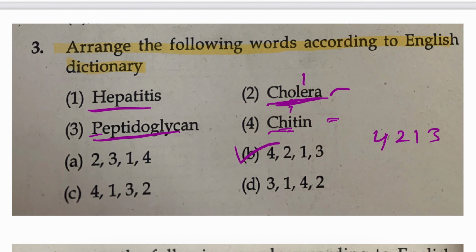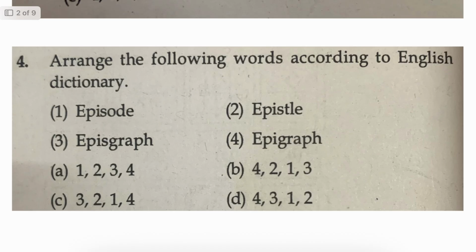This is how you need to follow. First check which letters come first in the dictionary. According to that, eliminate the options, then you will get the answer. Question number 4. Arrange the following words according to the English dictionary. Again, the same thing. We'll check the first letter first. As you can see, E is present in every word and P also in every word. Then we'll see the third letter. Third is also I, in every word it is the same.